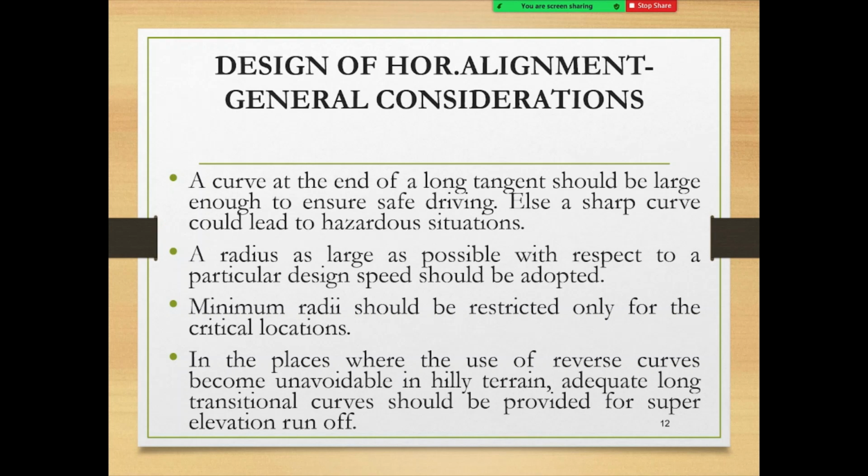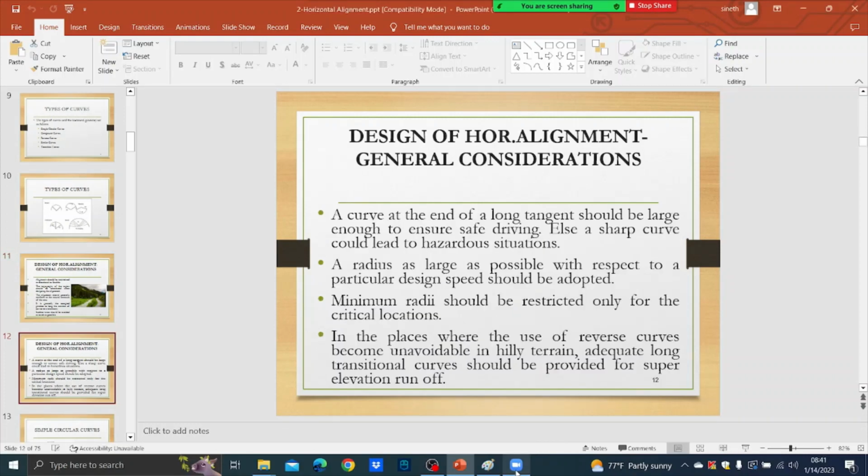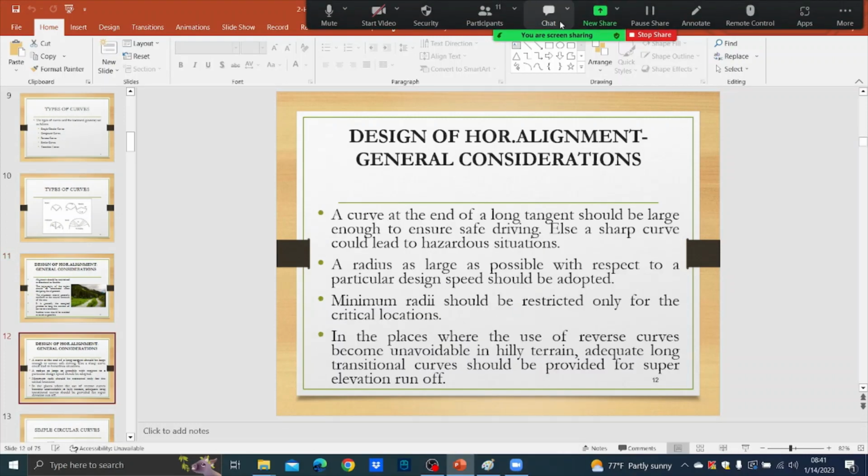In the places where the use of reverse curves becomes unavoidable in hilly terrain, adequately long transitional curves should be provided for super elevation turnout. So I'll show you what they are telling here.